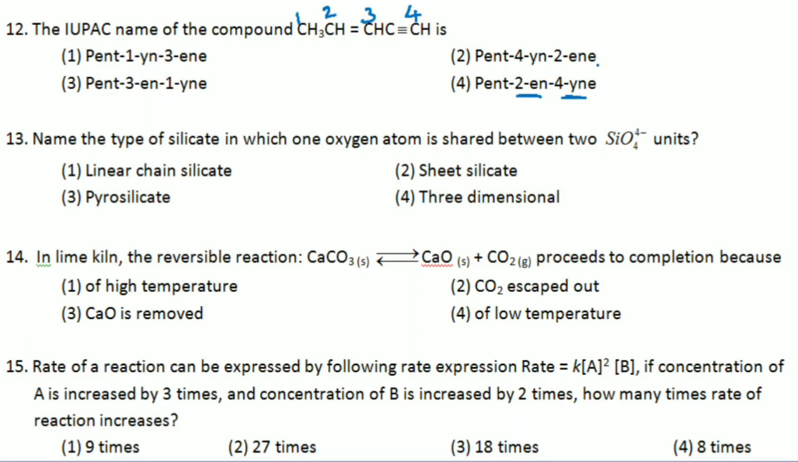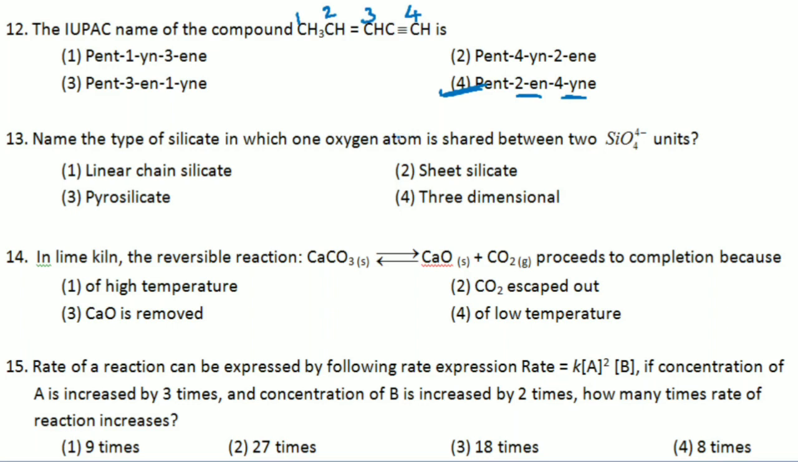Hence, the name of this will be pent-2-ene-4-yne. Pent-4-yne-2-ene is wrong, but pent-2-ene-4-yne is correct, and this is also wrong. So the 12th answer for this question is the fourth option. Remember that numbering is very important in this case.